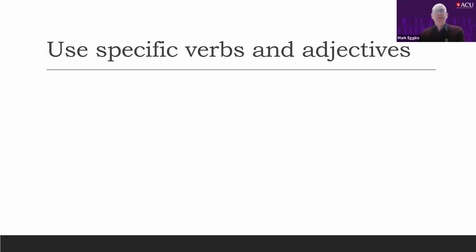Also, using specific verbs and adjectives. Now, in English, 3 of the very common verbs are be, do, and have. Be is like is, was, were. Do is do, does, did. Have, will have, had. Now, they're fine. Sometimes you want to use them. But if you can, it's better to use the more specific verbs because you are the discipline apprentice. Use the verbs of your discipline. So let's have a look.